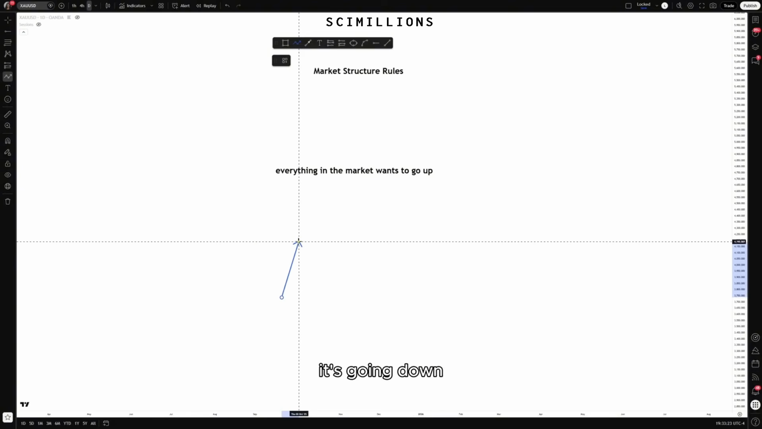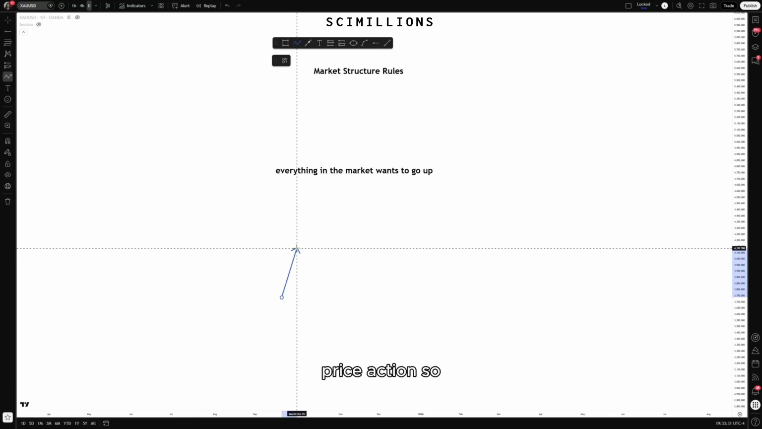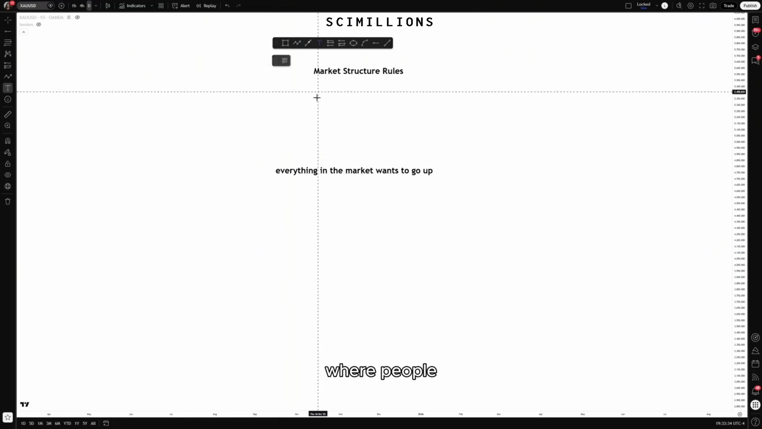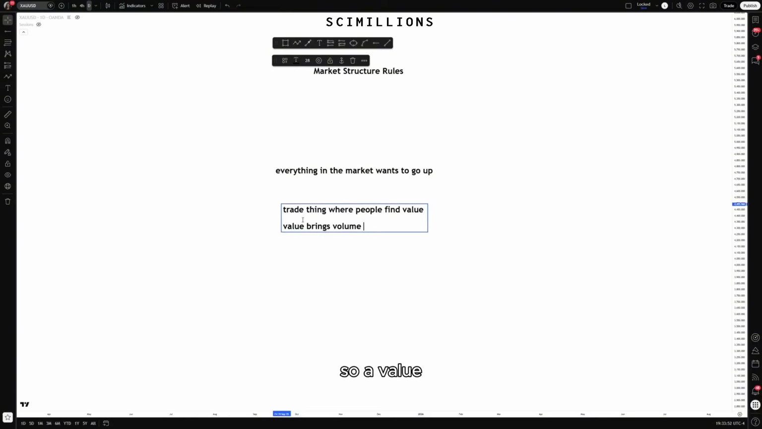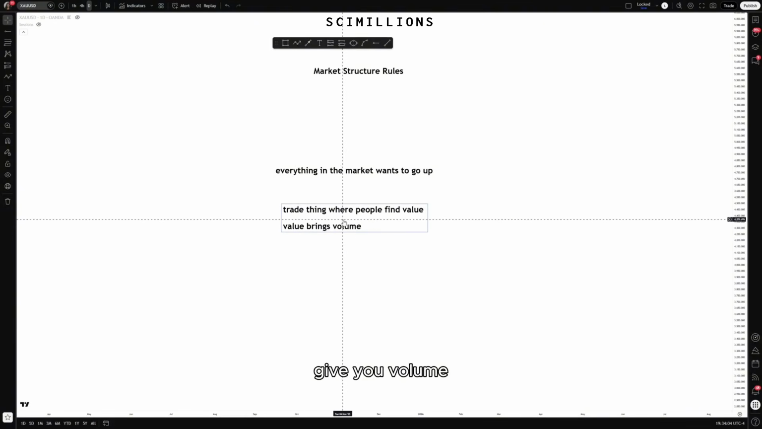So if you're trading gold and it's going down right now, people just don't see the value in gold right now. If it's going up, people see a lot of value. That's what gives things price action. So that's why I always tell people, trade things where people find value, because that value brings volume. Volume brings money, right? That's where you're going to make your bread and butter. People find value in it because that's going to give you volume.